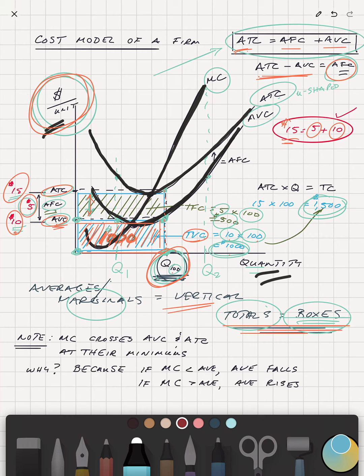Okay, let me change colors here. Let's go to funky pink. Now, if I take average fixed cost of $5 and I multiply it by 100 units, I get $5 times 100 equals $500 in fixed costs, and that is that box. Does the math work out? It does. I've got now $1,000 in total variable costs plus $500 in total fixed costs. I come up with the $1,500 in total costs. Everybody okay with that?